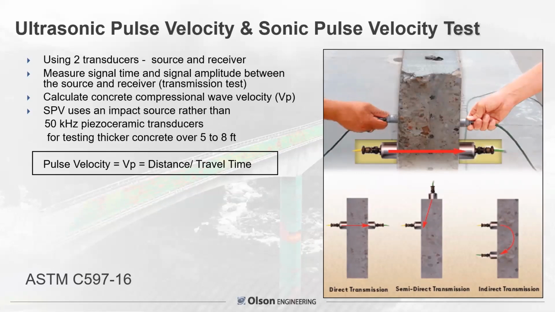They're matched frequencies. So as it shows in the lower right, you can test directly through, semi-directly at an angle, depending on access, or on the surface, but then you only see 1 or 2 inches deep. You're most sensitive to the surface. So the pulse velocity is equal to simply the distance divided by the travel time.